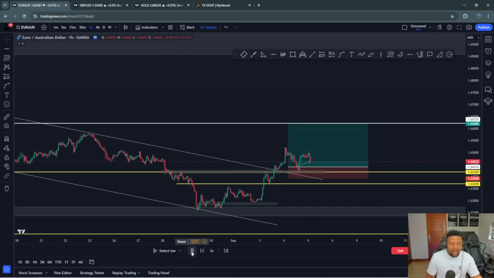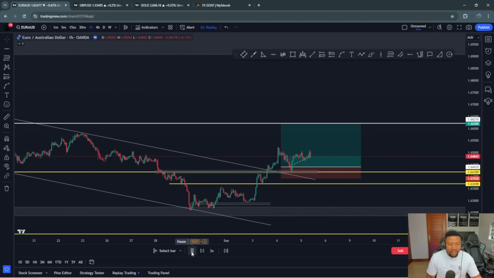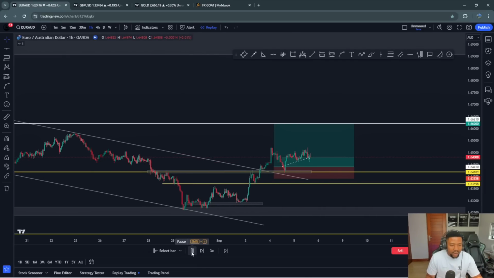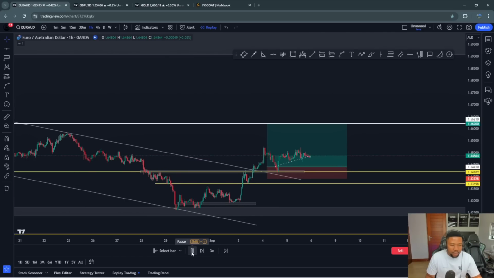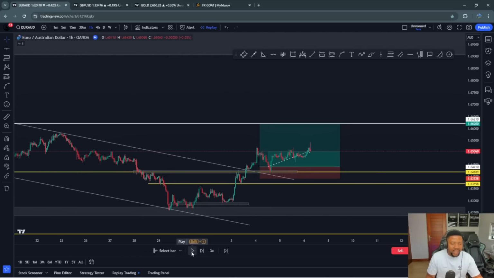One thing I can tell you guys, when it comes to Forex, you need to have the patience to let your trade run. Especially if you want to protect your trades, you can always move your stop loss above entry at this particular level.